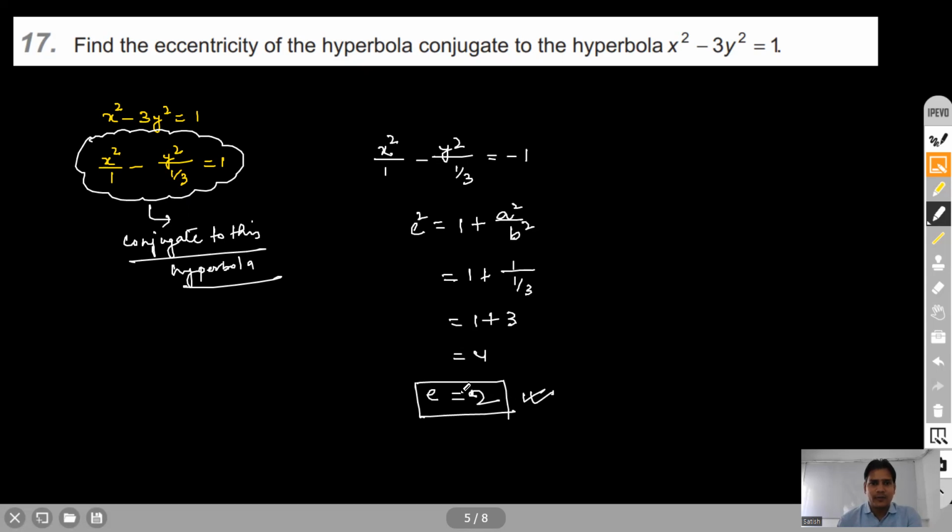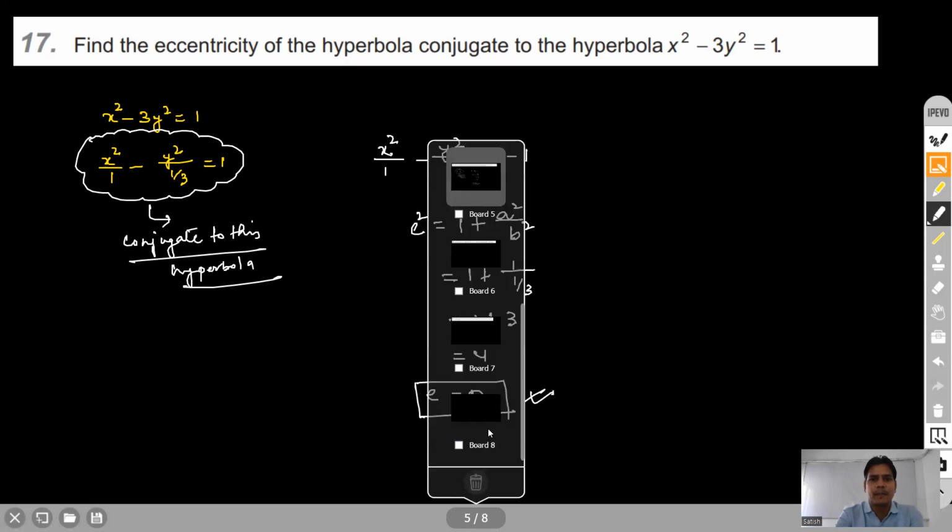Let me remind you, e cannot be negative, right? Because it's the ratio of two distances. So never write e as negative. So this is our answer. The eccentricity of the conjugate hyperbola will be 2.